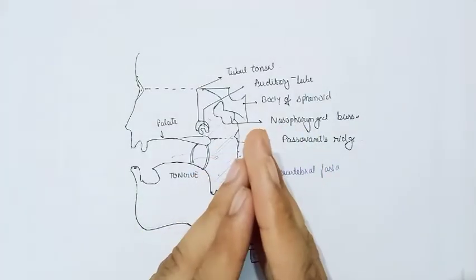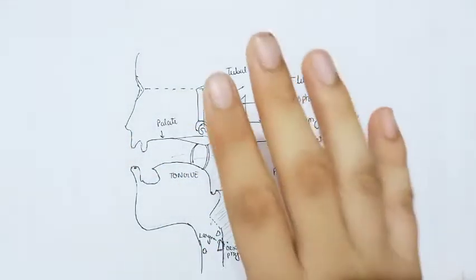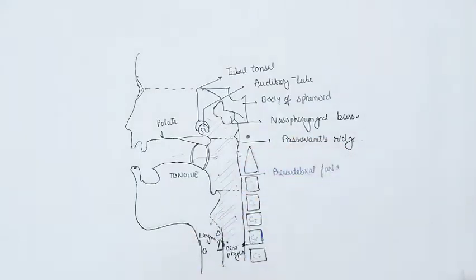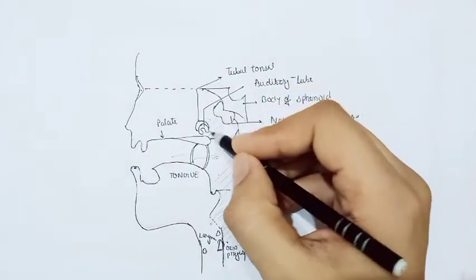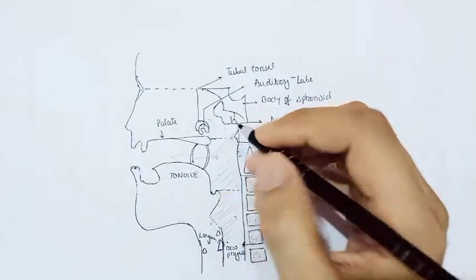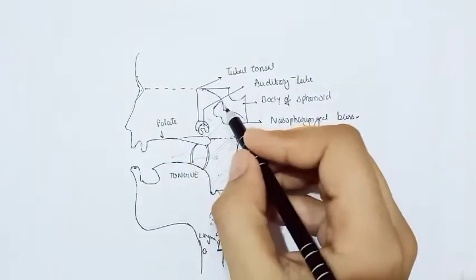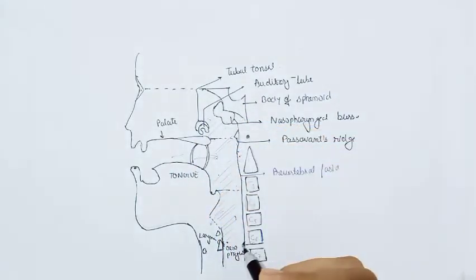So let's come to the diagram first, and then we will derive the theory from this diagram part. The nasopharynx is this space situated behind the nasal cavity. So all of this is the nasopharynx. You can see the pharynx is a fibromuscular tube extending from the base of the skull till the opening of the esophagus, that is the pharyngoesophageal constriction.